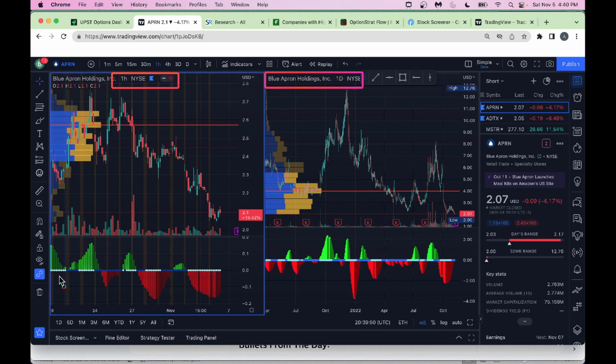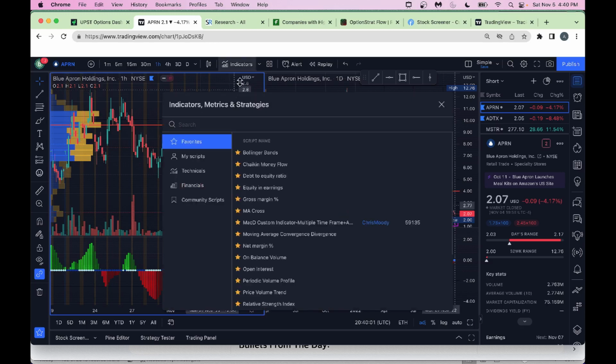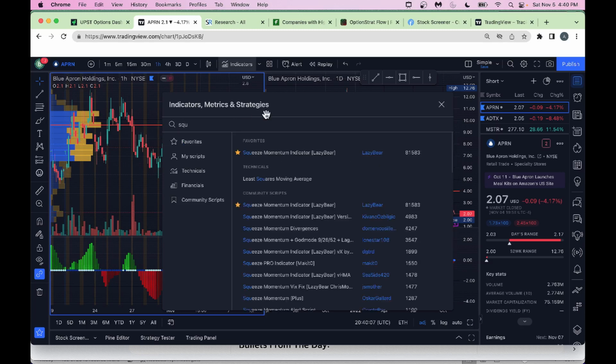First one is the Lazy Bear squeeze indicator. As you can see here, for the folks who want to look at the indicator, I can just click a slash button here. So look, we got a Lazy Bear indicator. You can say squeeze. Look, we got squeeze momentum indicator by Lazy Bear. So you can use this indicator.